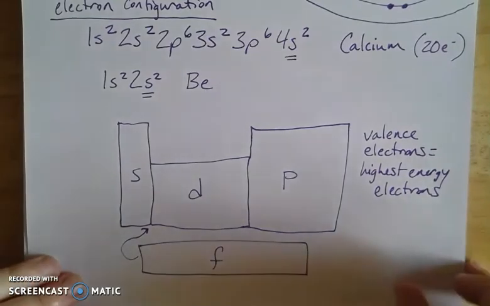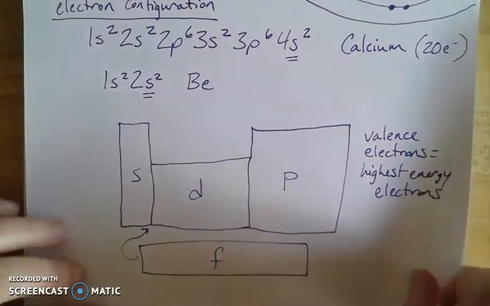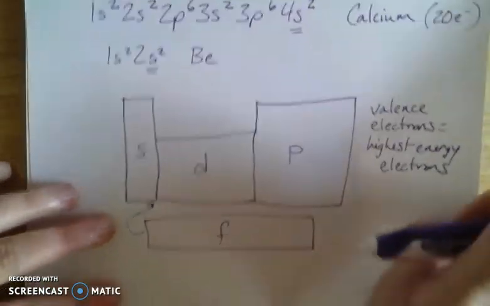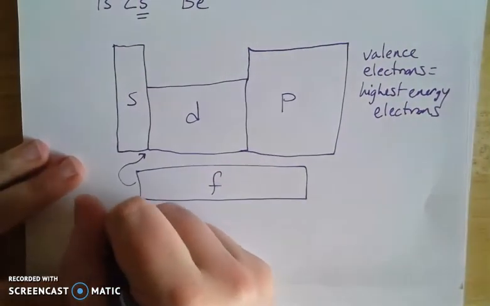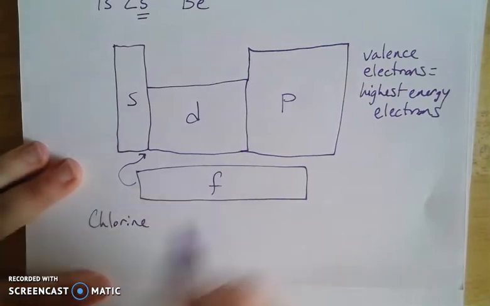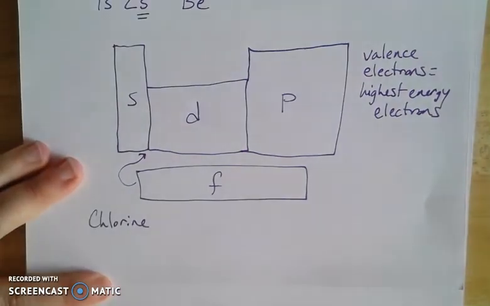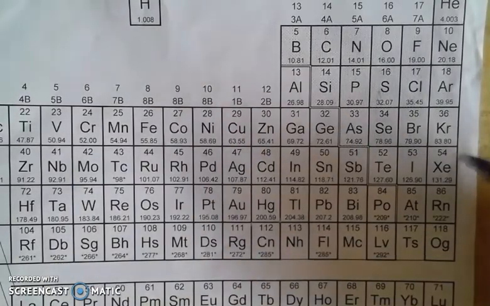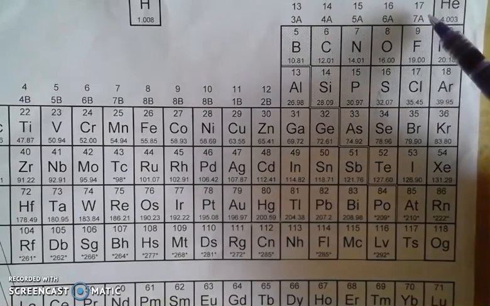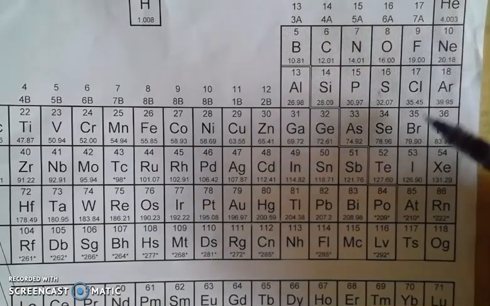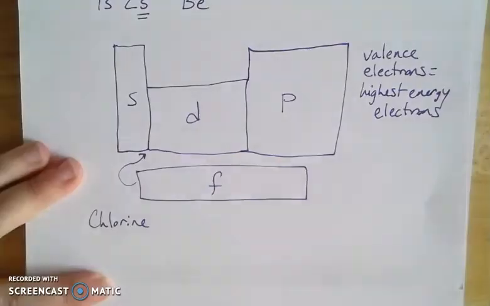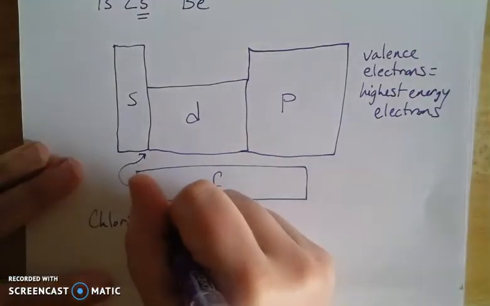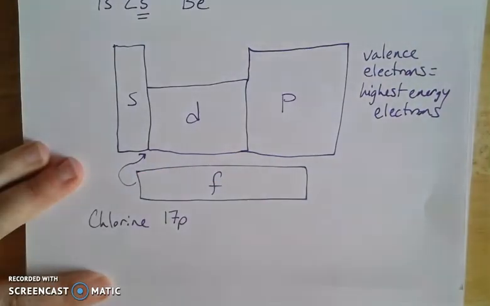If we wanted to look at chlorine, say, give myself a little more space here. So chlorine is over here in the halogens column. It's in group 17 or 7A. So because it's in the halogens column, and this whole block of elements is in the P block here, chlorine has 17 protons. That's its atomic number.